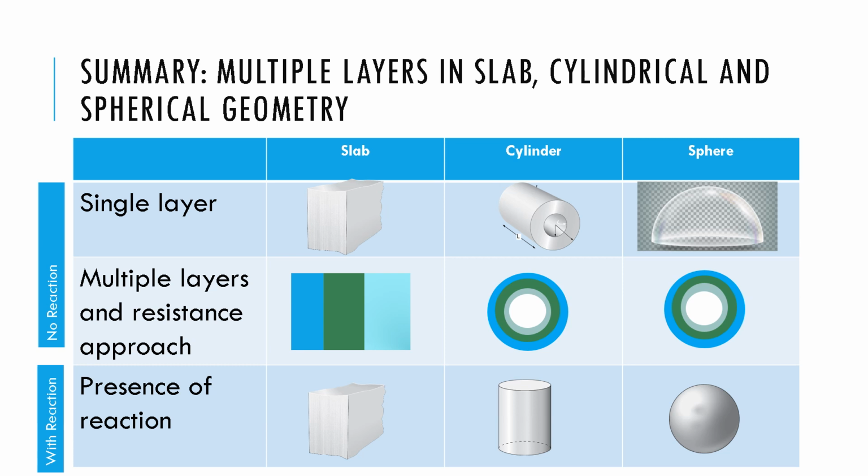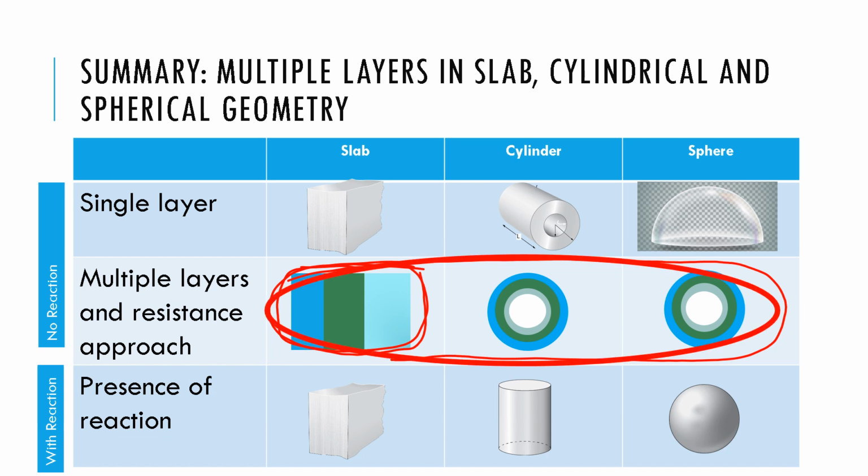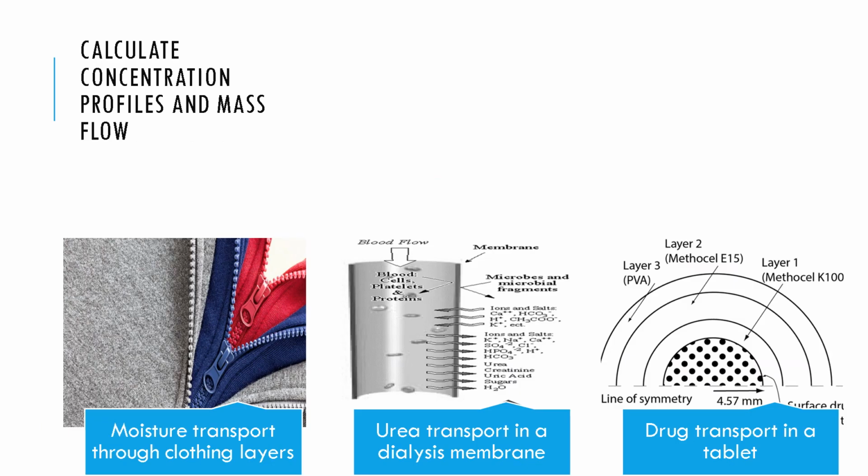The mass transfer situation that we just did for multiple layers, we'll now see how to extend that to other geometries. So we did it for a slab and we want to extend it for a cylinder and sphere. We just did an example of multiple resistances in a slab geometry. This could happen, for example, in moisture transport through our body through various clothing layers.